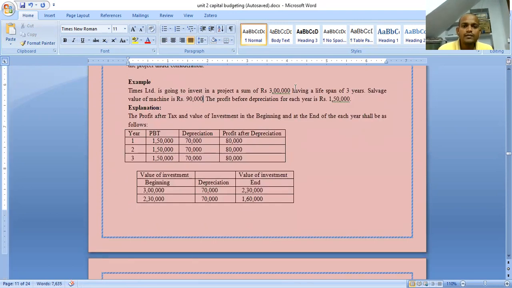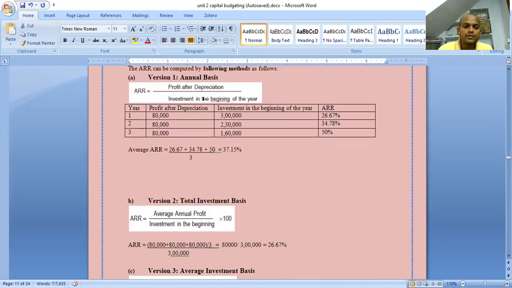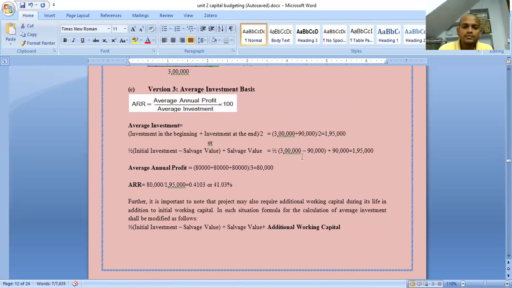See, salvage value of machine is 90,000. So initial investment 3 lakhs minus 90,000. Half of that amount we have to consider, and again we have to add the salvage value. Okay, so the amount will be the same. See, sometimes we don't have the information about the investment in the beginning and the investment at the end. So in such cases, we have to use this formula to determine the average investment.